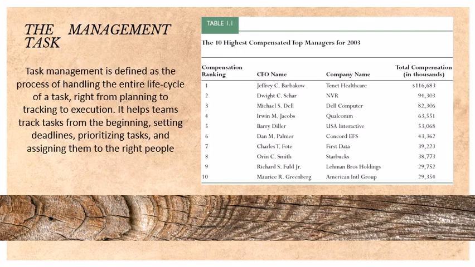So we have the management task. So the task management is defined as the process of handling the entire life cycle of a task, right from planning to tracking to execution. It helps teams track tasks from the beginning, setting deadlines, prioritizing tasks, and assigning them to the right people. So, the tasks of the management can help either individual achieve their goals or a group of individuals to collaborate and share knowledge for the accomplishment of the collective goals.